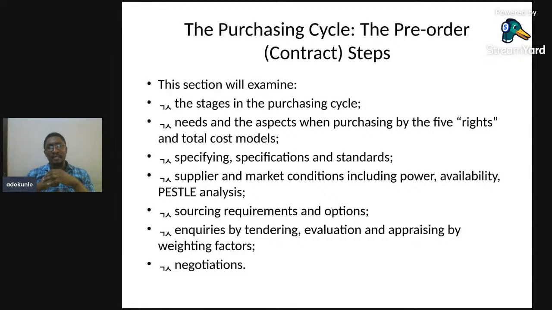We'll also look at understanding the concept of specification and standard. And of course, we'll look at supplier and market conditions, including using PEST analysis and analyzing the market before you buy. Of course, we'll look at your sourcing requirements and options. We'll look at tendering evaluation, and we'll look at negotiation, which is the last one we'll look at in this area.